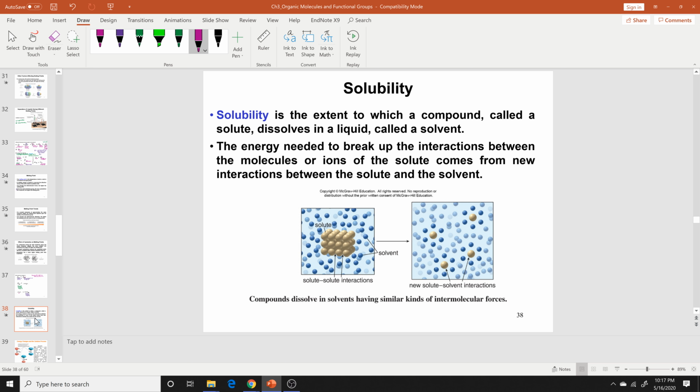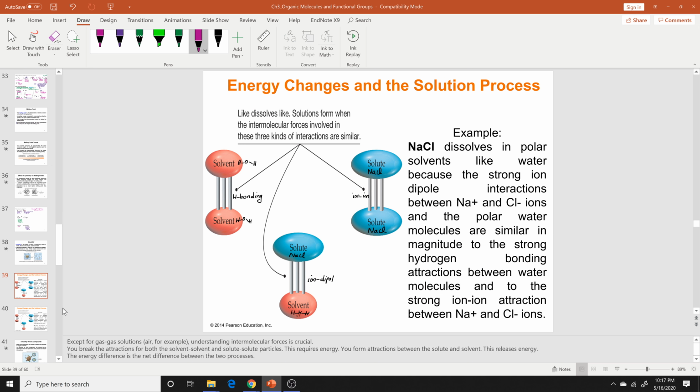Normally, the energy needed to break up the interactions between the molecules or ions of the solute comes from new interactions between the solute and the solvent. Let me give you an example over here. We know that like dissolves like. So for example, for NaCl to dissolve in water, I need the intermolecular forces to basically have the same magnitude.